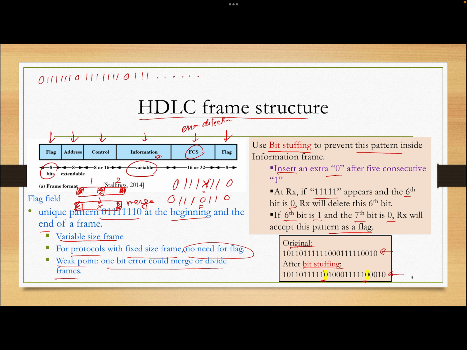At the receiver, you will just take this out, because this is after 5-1, you take the flag, you take the 0 out. After 5-1, you take the 0 out, something like that. Okay.